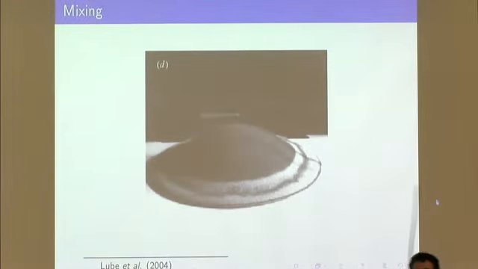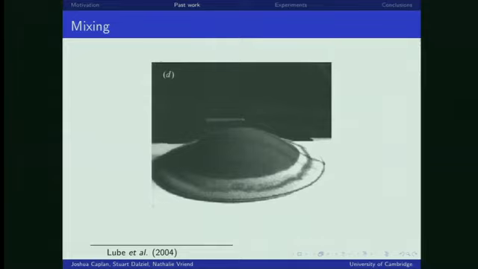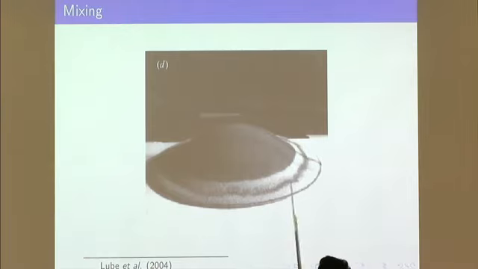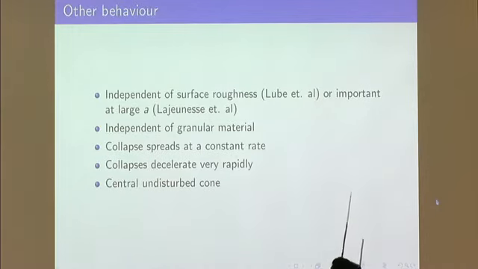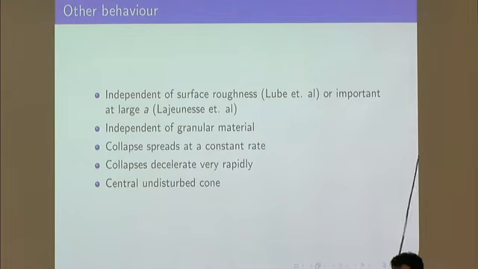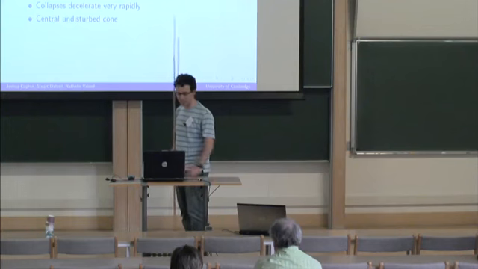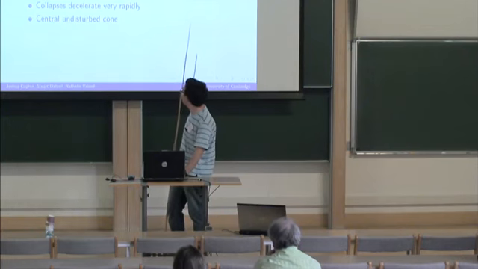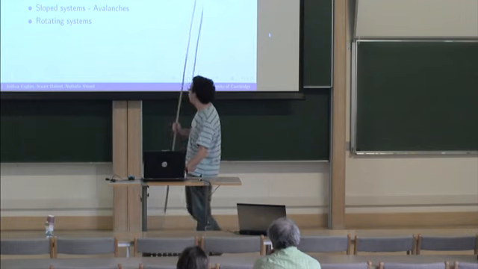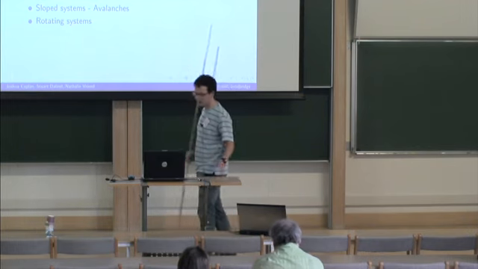Other effects: if we look at initially horizontal layers, they don't mix. This column was initially just striped dark and light, and it stayed that way throughout the collapse. So we'll see what happens when we start bringing segregation into that. Other things, surface roughness doesn't really have much of an effect. The choice of material is unimportant. As the collapse spreads out, it goes at a nice constant rate before decelerating very rapidly. And if we look at the side of the material, we find there's a central region which doesn't actually move during the collapse. So, other work: modeling, other geometries, lots of stuff.